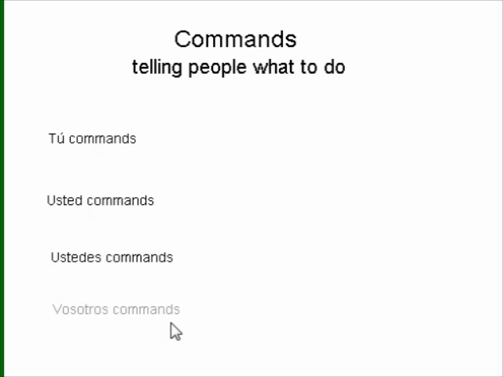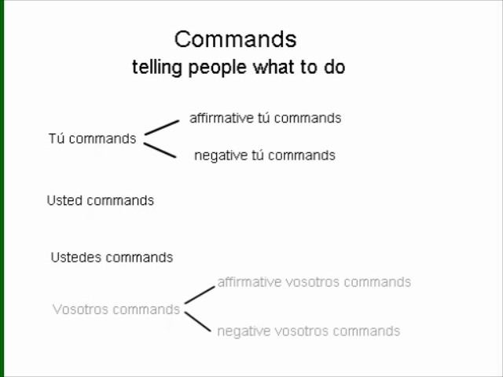Now some of these categories can be subdivided. Here are those divisions. Now all commands have an affirmative form and a negative form. But for the tú commands, we have to do different things to the verb if it's an affirmative command or if it's a negative command. For the vosotros commands, it's that way as well. If it's an affirmative vosotros command, we follow one set of steps. If it's a negative vosotros command, we follow another set of steps.